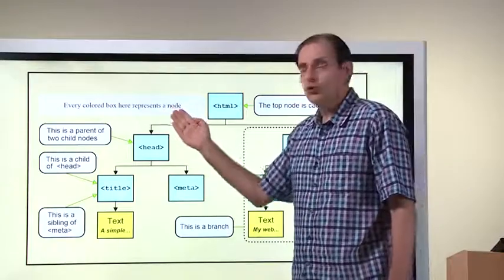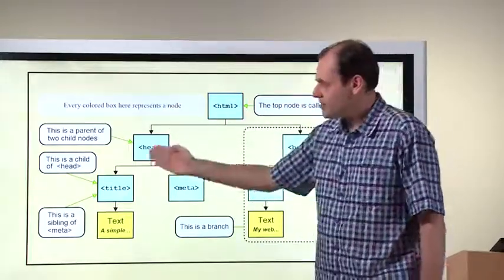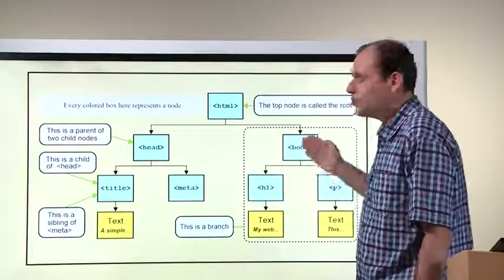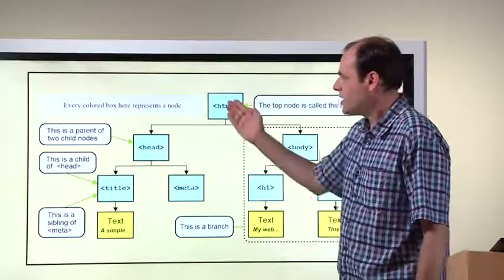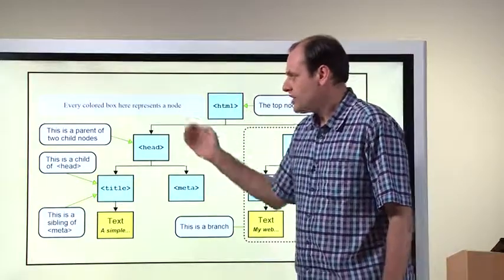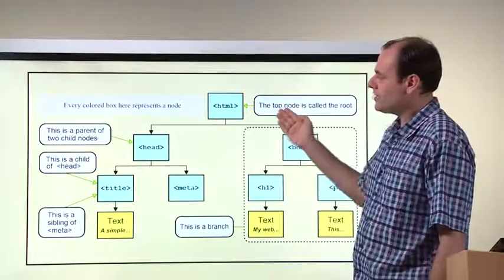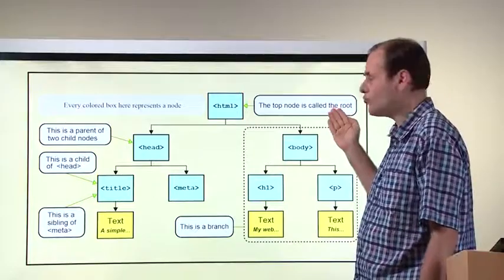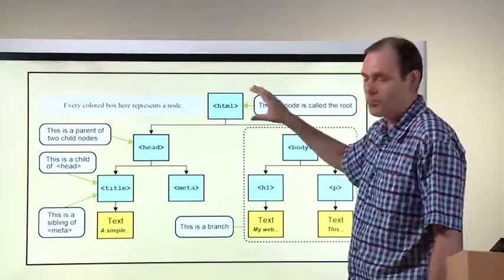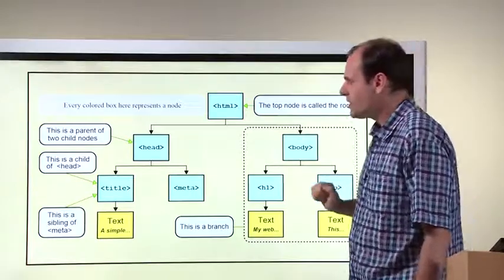I use the word node a lot, N-O-D-E, node. All of these things here, all of these are nodes, and that language is just from discussing graphs. So I use that a lot, the word node, and we have a top node. That top node is called the root. So sometimes I use the word root. It simply means the top of the graph. That's the root.